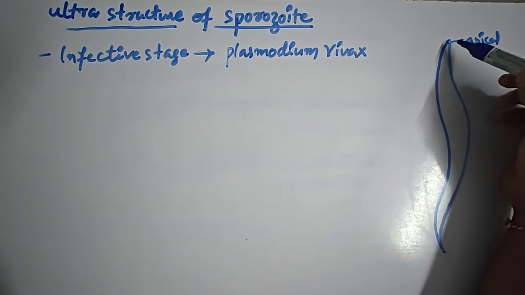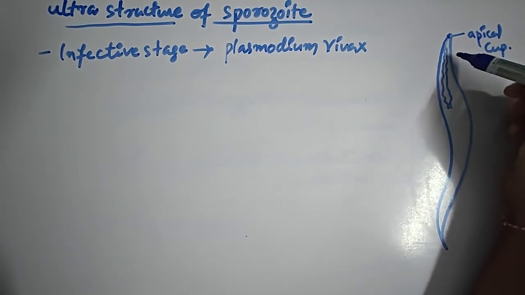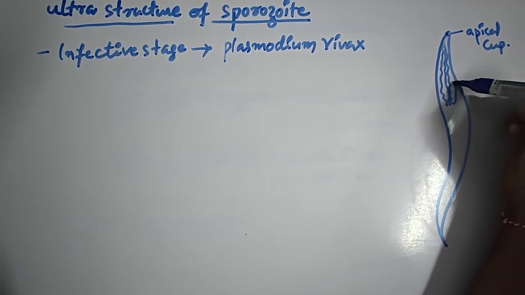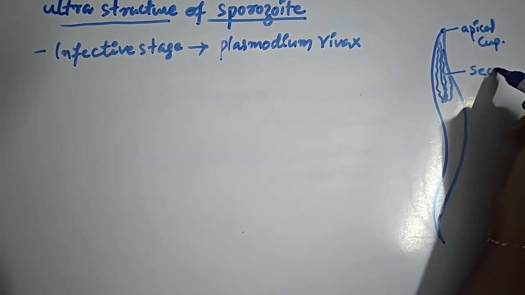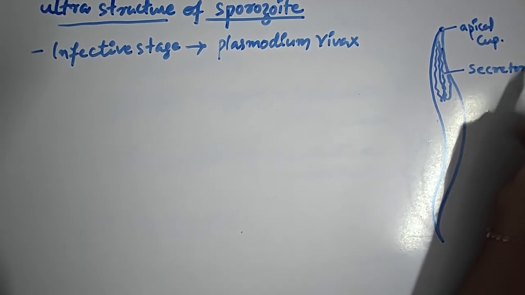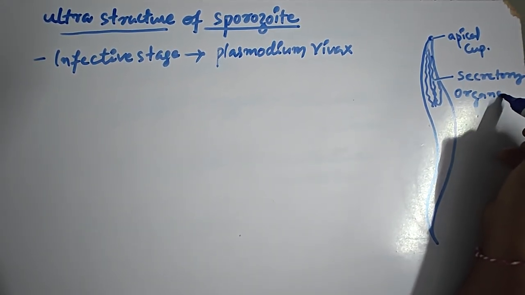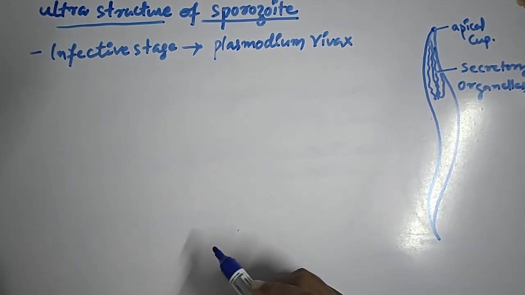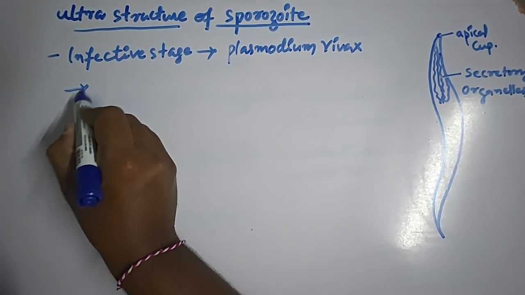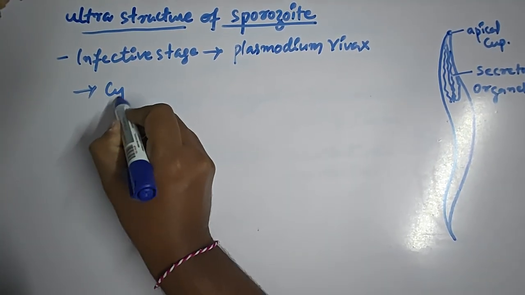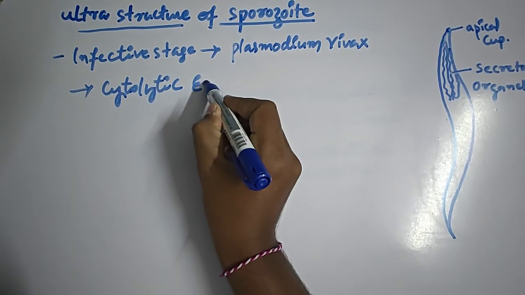And to the apical cup, two organelles are attached. These two organelles we call secretory organelles. The name indicates that they secrete the cytolytic enzyme.